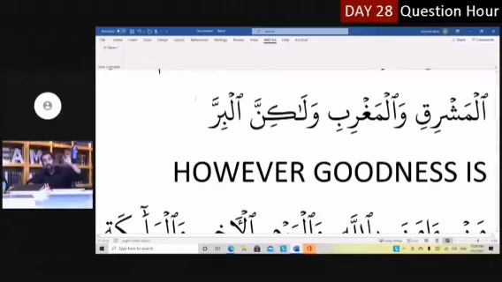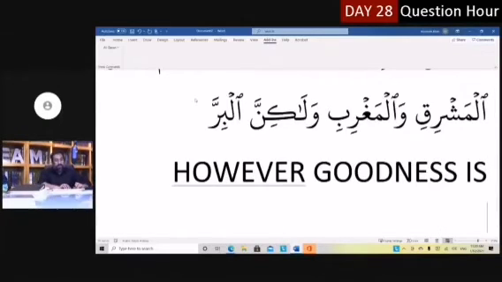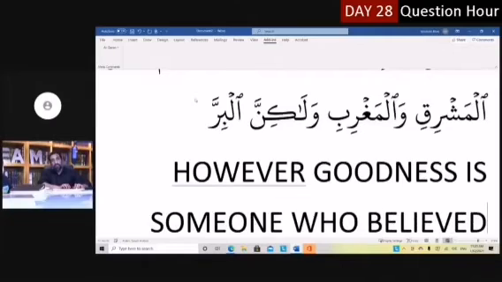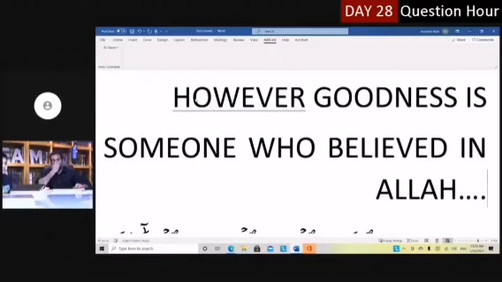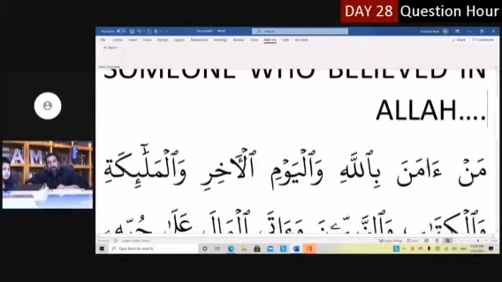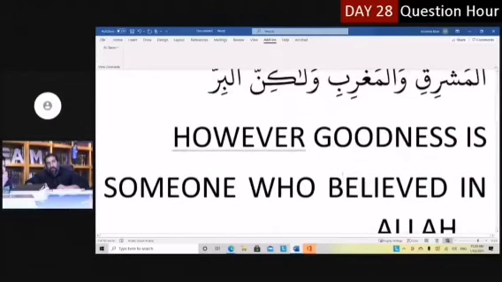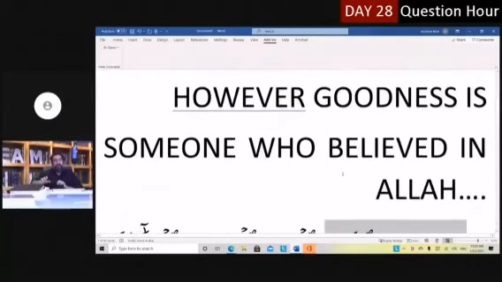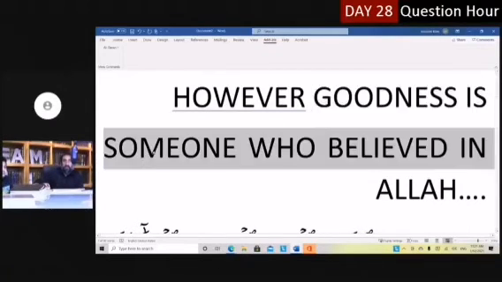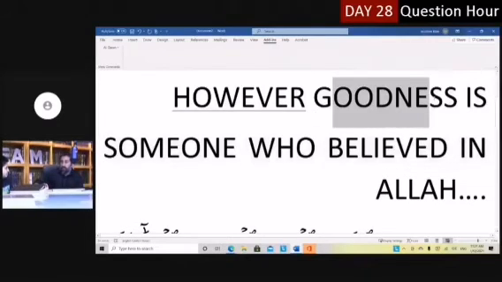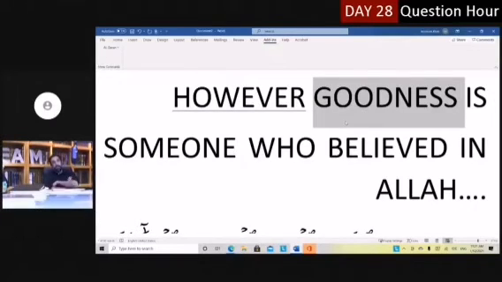The لَكِنَّ الْبِرَّ part is the mubtada. Then He says, someone who believed in Allah, and so on and so forth. However, goodness is someone who believed in Allah. وَلَكِنَّ الْبِرَّ مَنْ آمَنَ بِاللَّهِ. Do you see the problem? Because now you're saying goodness is someone. You could say a good person is someone who believed in Allah. So what I was expecting here was an adjective. But what did Allah put here? The idea. Now let's take this a little further.